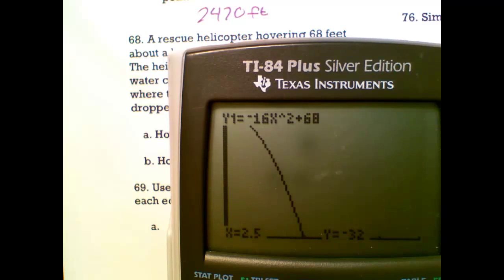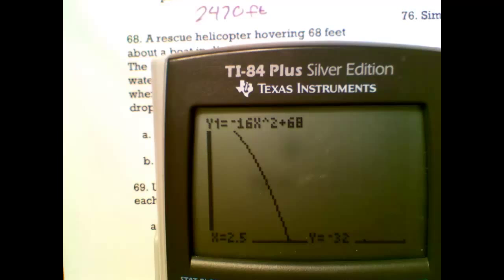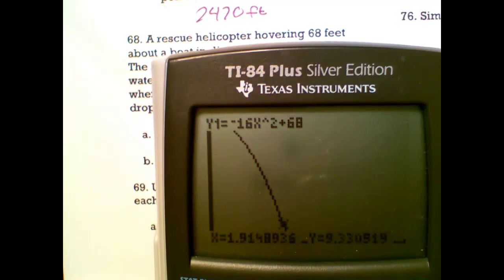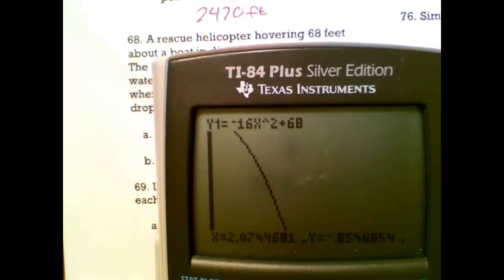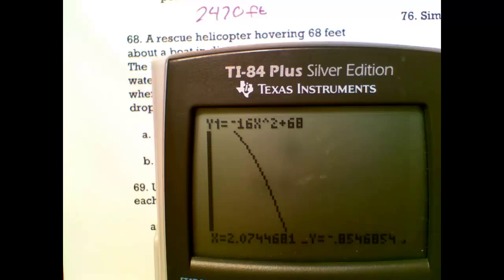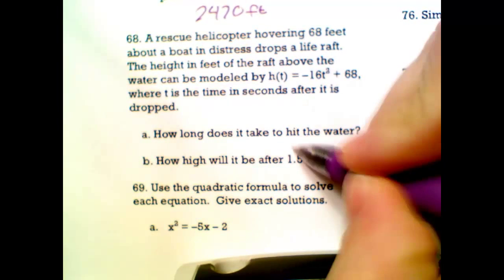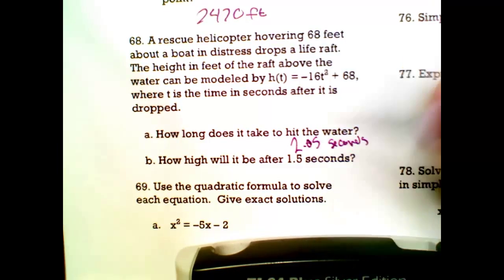Let's bring up our trace, and we can answer some of these questions. First question, how long does it take to hit the water? Well, let's trace. There's my trace. There it is. So when will this y be at a height of 0? About, let's get it there. Looks like it's between 2.02 and 2.07. How about 2.05 seconds? Something like that. So 2.05 seconds. That's a 0, not a 6.